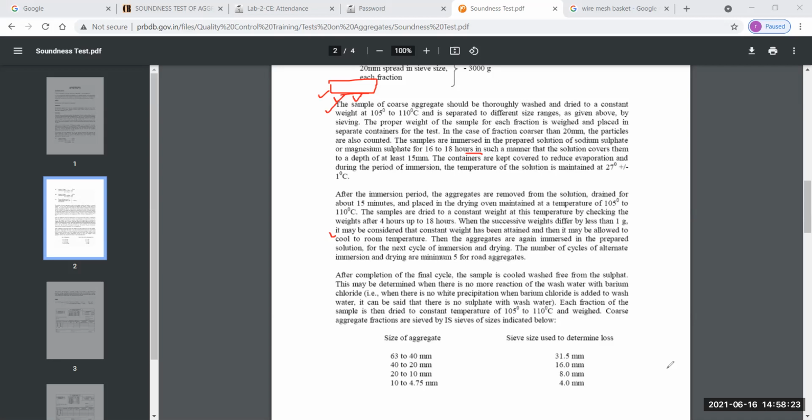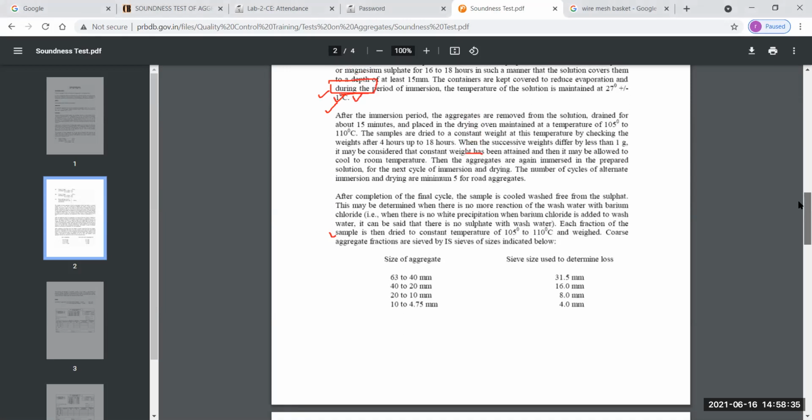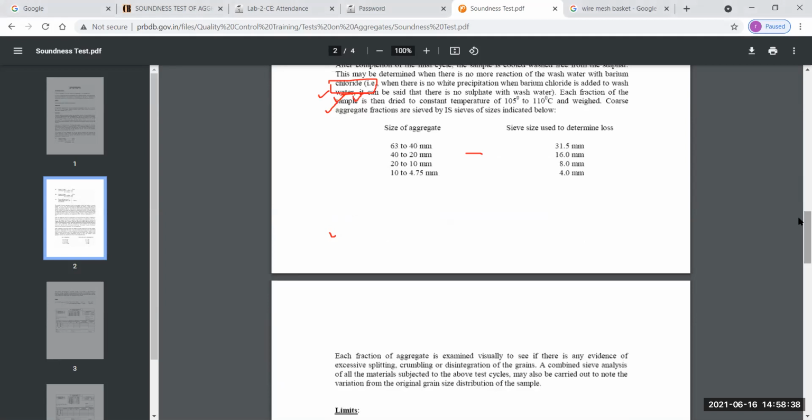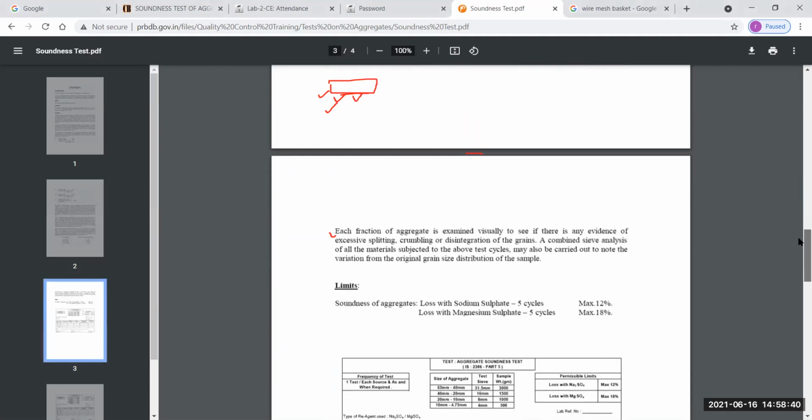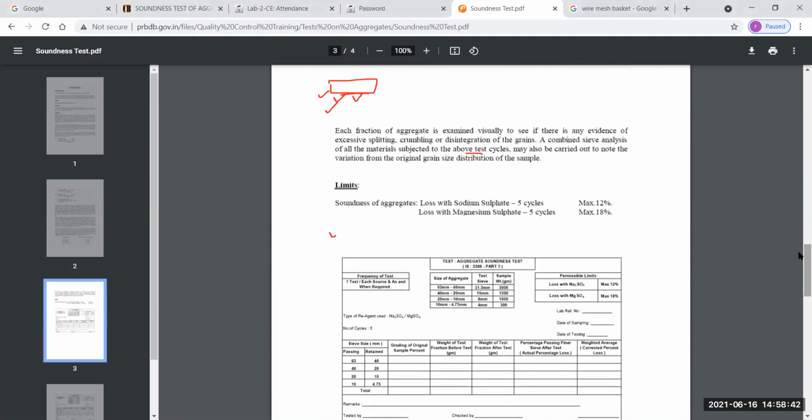Coarse aggregate fractions are sieved by IS sieves of the sizes indicated below. These are the different sizes of aggregate and sieves used to determine losses. Here each fraction of aggregate is examined visually to see if there is any evidence of excessive splitting, crumbling or disintegration of the grains.